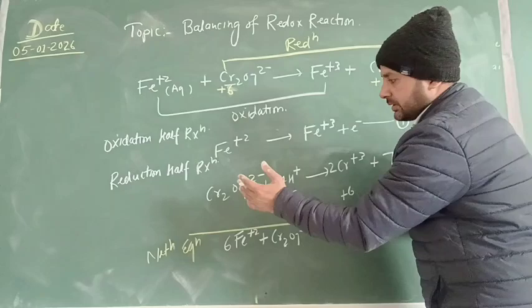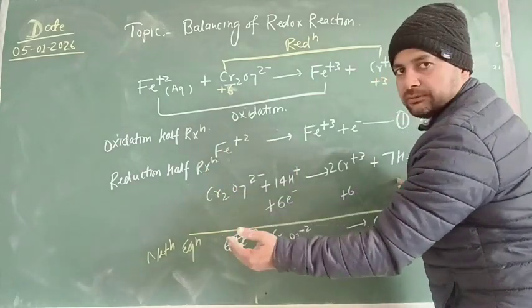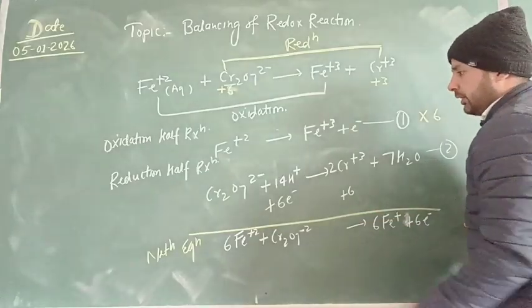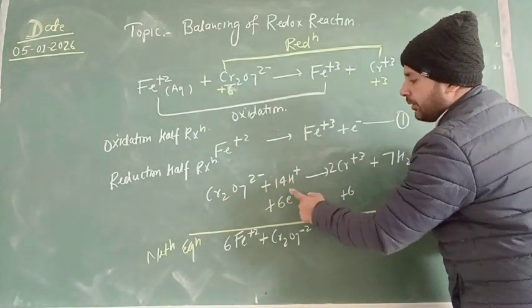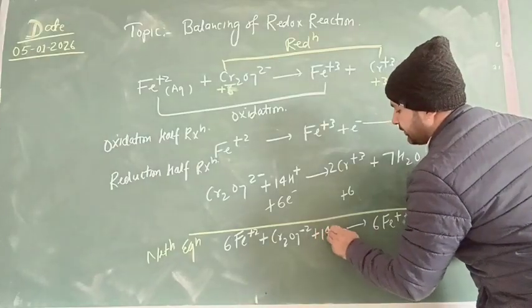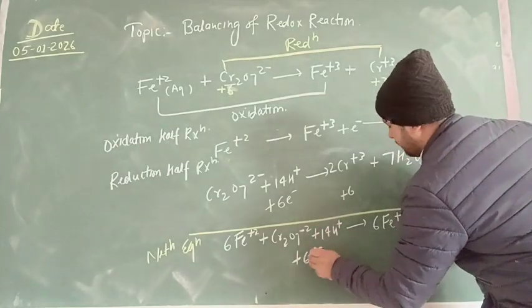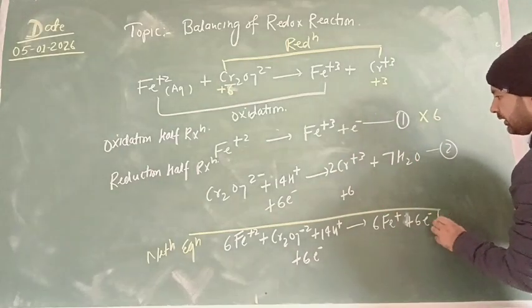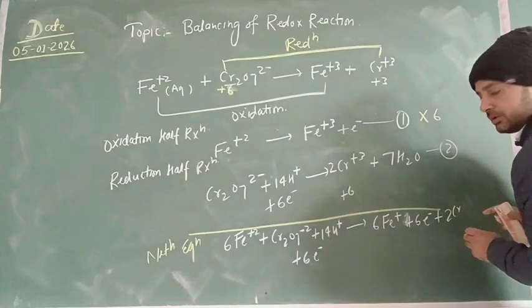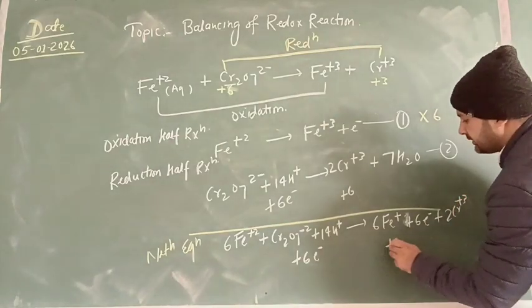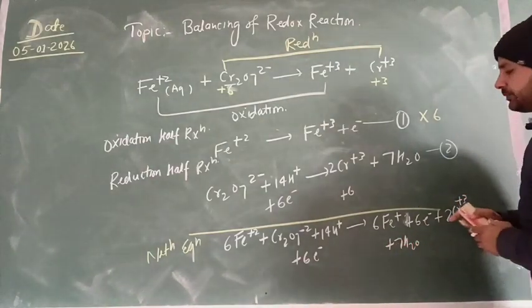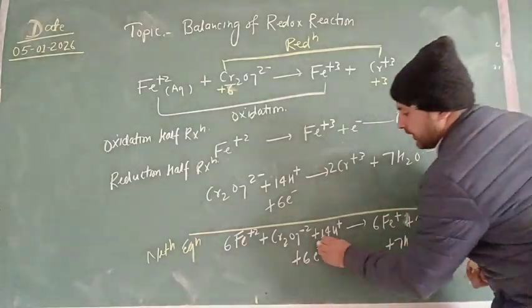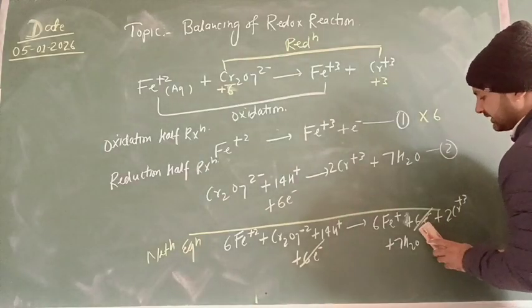Left hand portion of equation 1 will be written on the left hand side in the net equation, and the right hand portion of 1 and 2 will be written on the right hand side. Okay, so Cr2O7 2- plus 14 H+ plus 6 electrons. And this is the first part of the equation. The second part of the equation is 2 Cr3+ plus 7 H2O. Okay. The 6 electrons and 6 electrons will be cancelled out, so I am just removing the 6 electrons.